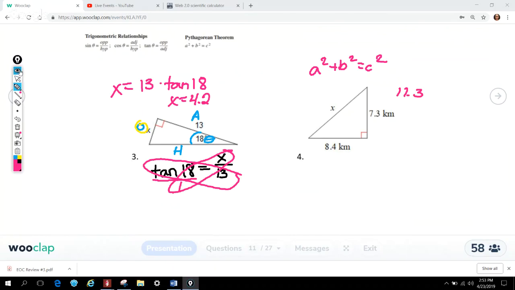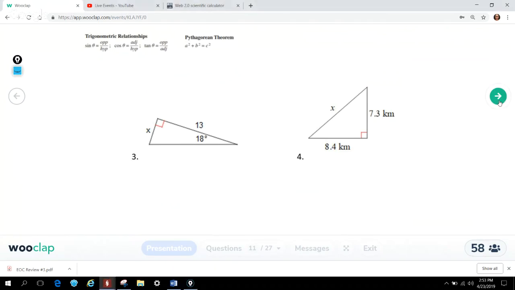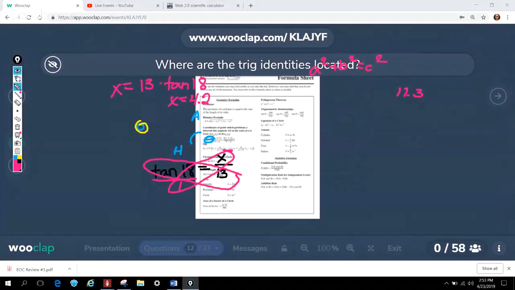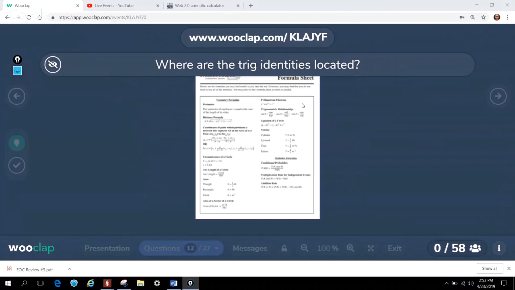Okay? So right now, please, you should have a new question I'm showing you on the board. Looking at the formula sheet, you should have it on your phone, I would like you to please click on your cell phone where the trig identities are located on the formula sheet. Okay, if you have a phone, or we can keep going. You want to just keep going? Yep.